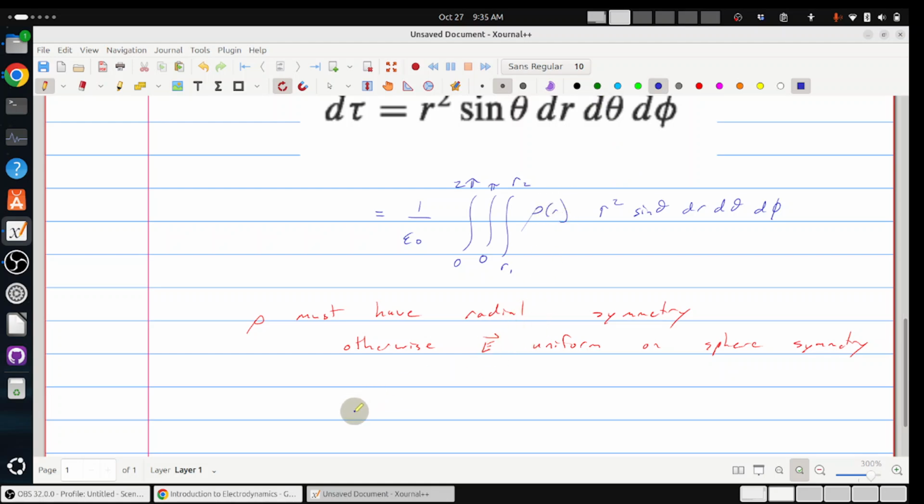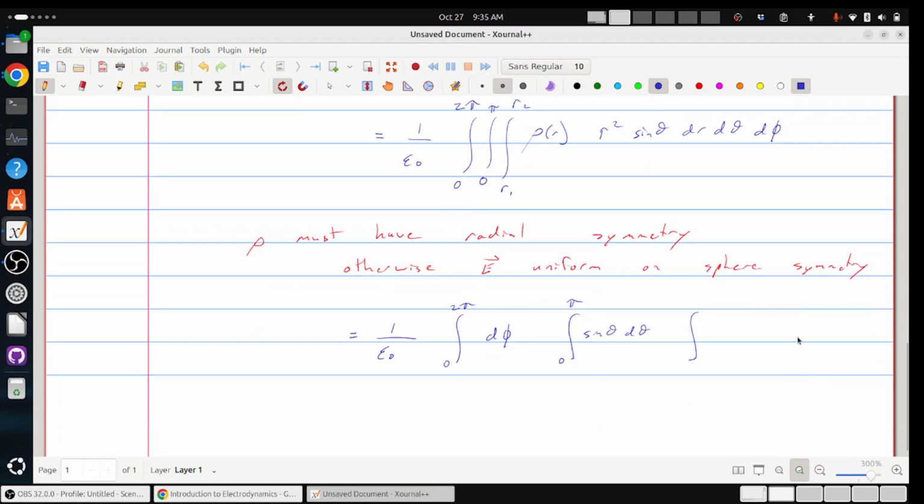So the first thing I'm going to do is go ahead and separate this, because these are separable as long as rho is only a function of r. So I've got 0 to 2 pi of d phi. I've got 0 to pi of sine theta d theta. And then the integral from r1 to r2 of my rho r squared dr.